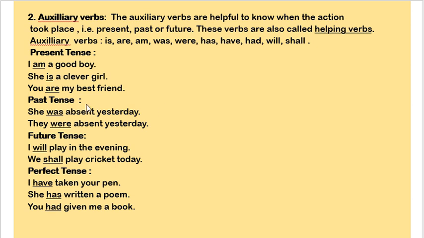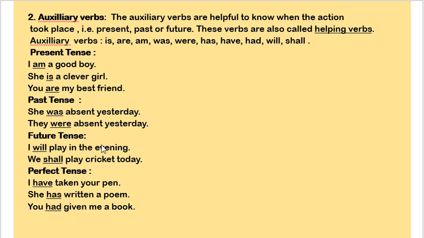Then in past tense, in the statement you will get some hint. For example, she was absent yesterday. Now here yesterday is the hint which I have to take for the past tense form of the auxiliary verb that is to be used here. Similarly, if it is plural form, then I have to use were. Now here we need to remember that for he, she, it, and I, we have to use was, and for you, we and they, were will be used.